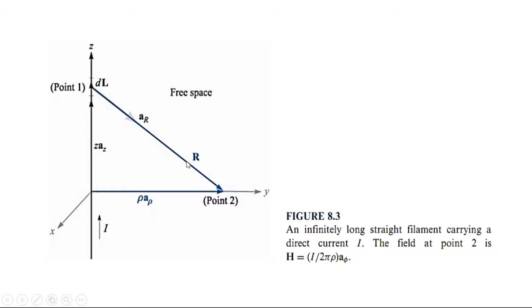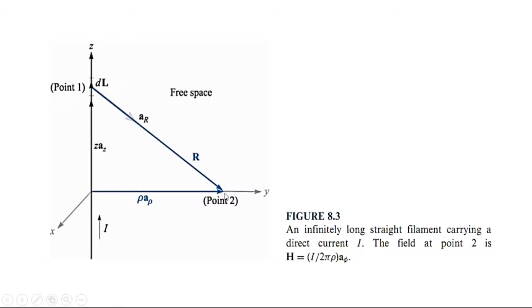So what will be the vector R from point 1 to point 2, the distance from point 1 to point 2? The vector R will be equal to R minus R dash, so it will be rho a rho minus z dash a z. And we know that its unit vector a R will be equal to the vector divided by its magnitude. So that will be rho a rho minus z dash a z divided by the square root of rho squared plus z dash squared.